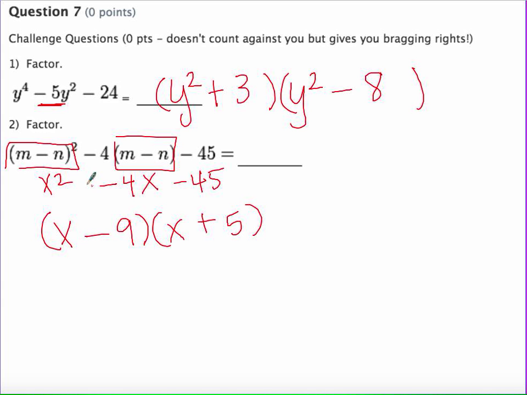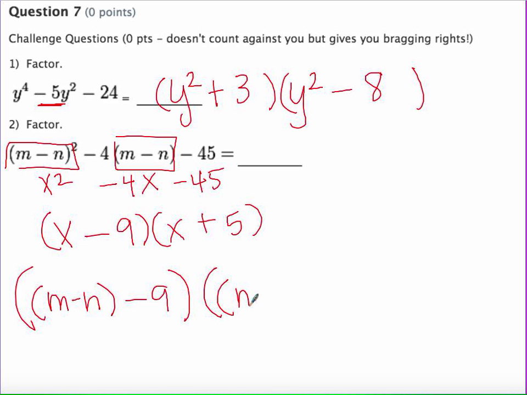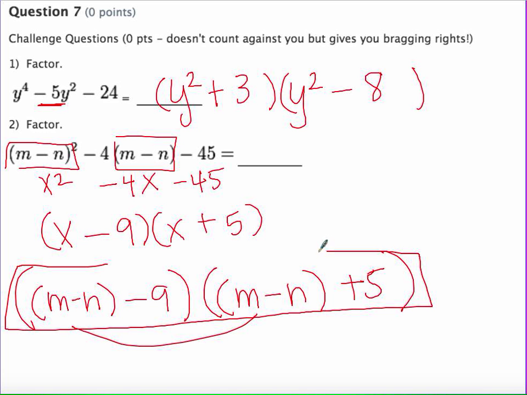Well, that's not the case. This is the answer, but instead of x's, I've got m minus n minus 9 times m minus n plus 5. Because if I were to FOIL this back out, this is what it would give me. It would give me a minus 9 times m minus n plus 5 times m minus n, which leaves us with a minus 4 times m minus n, and then the negative 9 times 5 gives me negative 45 at the end. M minus n times itself is what gives us that leading term. So that was a little bit of a trick, but this should technically be the final answer.